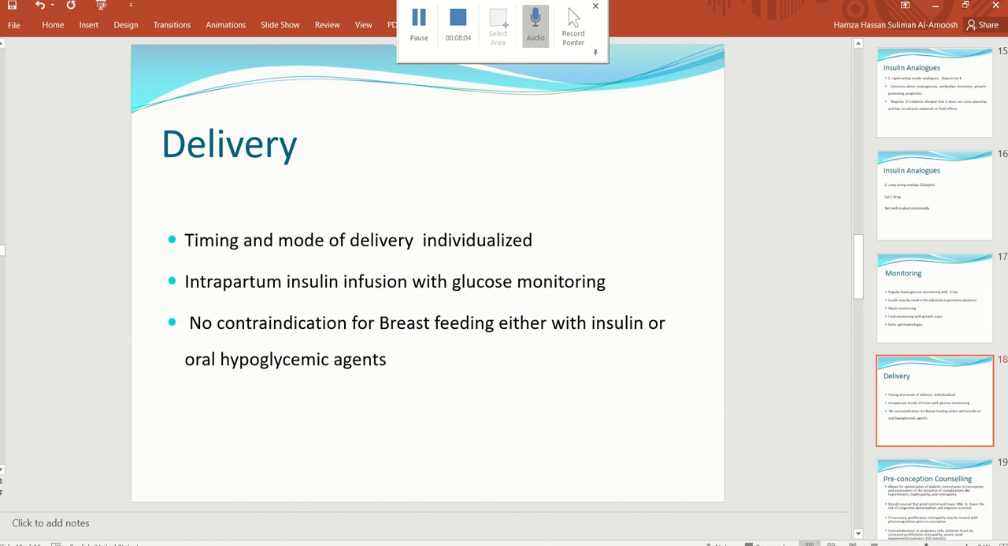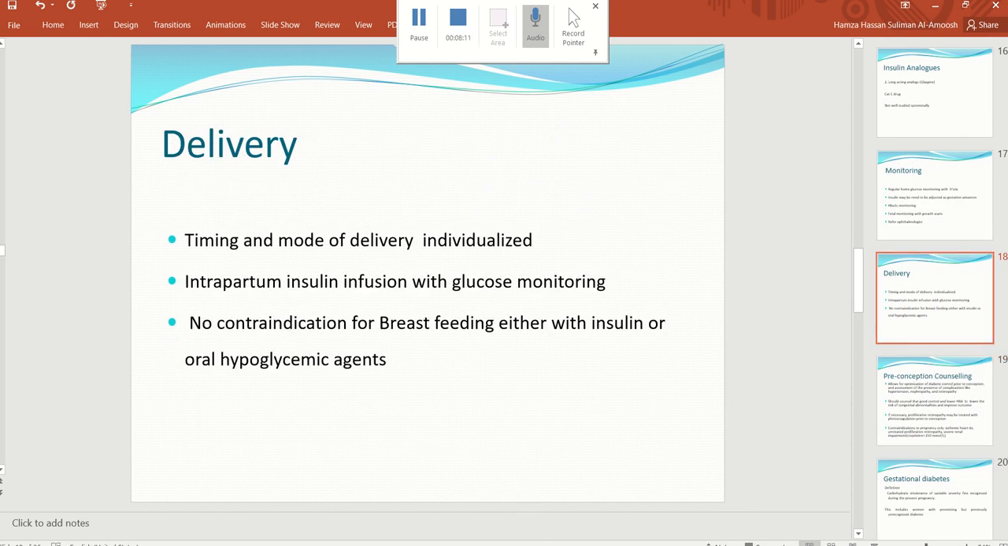There's no contraindication for breastfeeding, either with insulin or hypoglycemic agents. So the diabetic mother, immediately after delivery, even with gestational diabetes, we shift them to their pre-pregnancy medication. And this doesn't affect, as we said, breastfeeding.